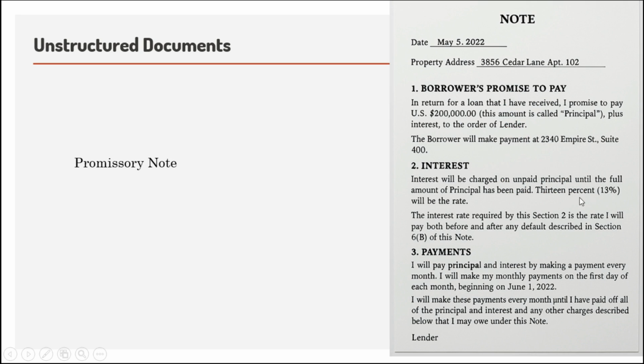Sometimes we see that percentage appears in multiple places, right? But here it says that 13% will be the rate. From payment, this is the first day of each month. This is the monthly payment date, something like that.